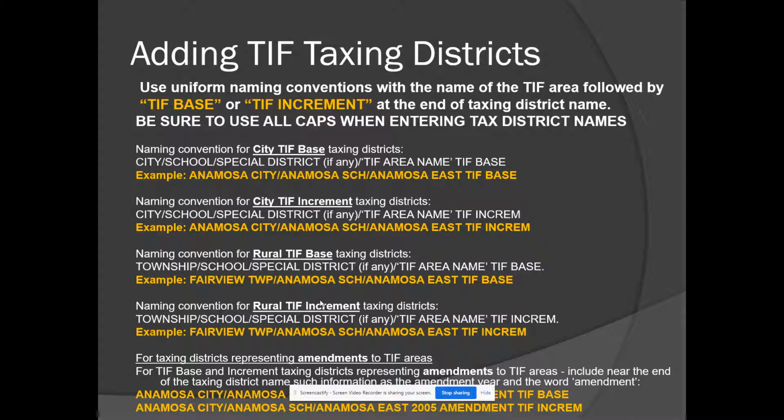And so when you have districts that represent amendments to the area, I do suggest you also include in the name of the taxing district information that would represent the amendment year and the word amendment. Again, this is just for information purposes, this really helps. You can look at your tax district list and know exactly which are TIF related, which of those TIF related taxing districts are base and which are increment, and then also what project or area they are associated with, and are they an amendment to an area?